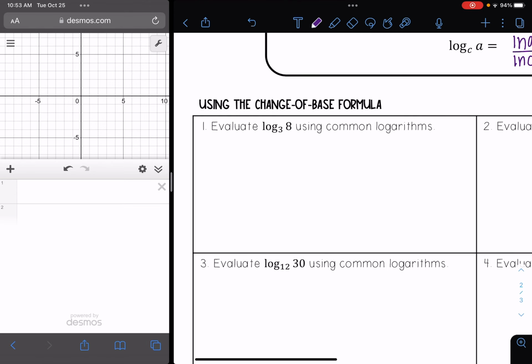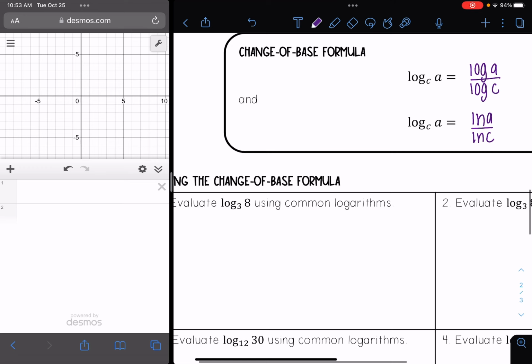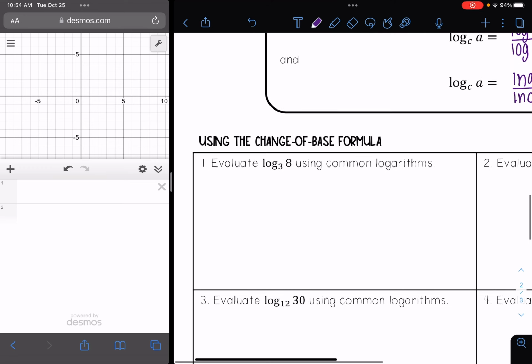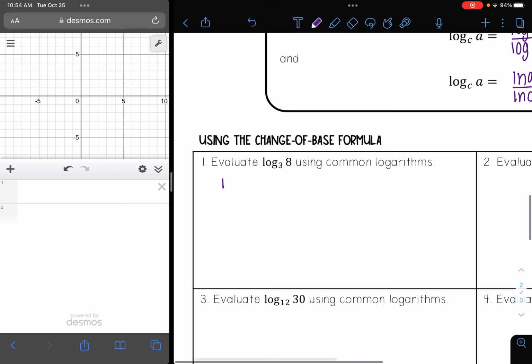So first, for number 1, I want to evaluate log base 3 of 8 using common logarithms. And so that means I'm using just log base 10. And so our change of base formula tells us that log base c of a is equal to log of 8 over log of 3. So whatever your base is, so this one is 3, that's going to be in the denominator.